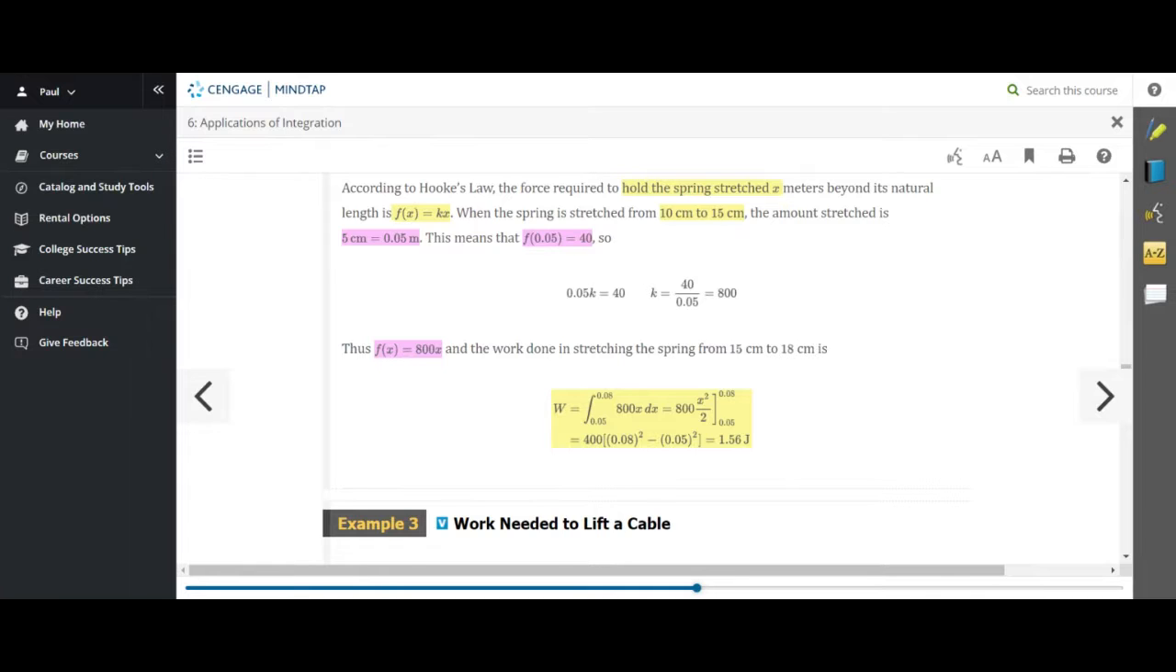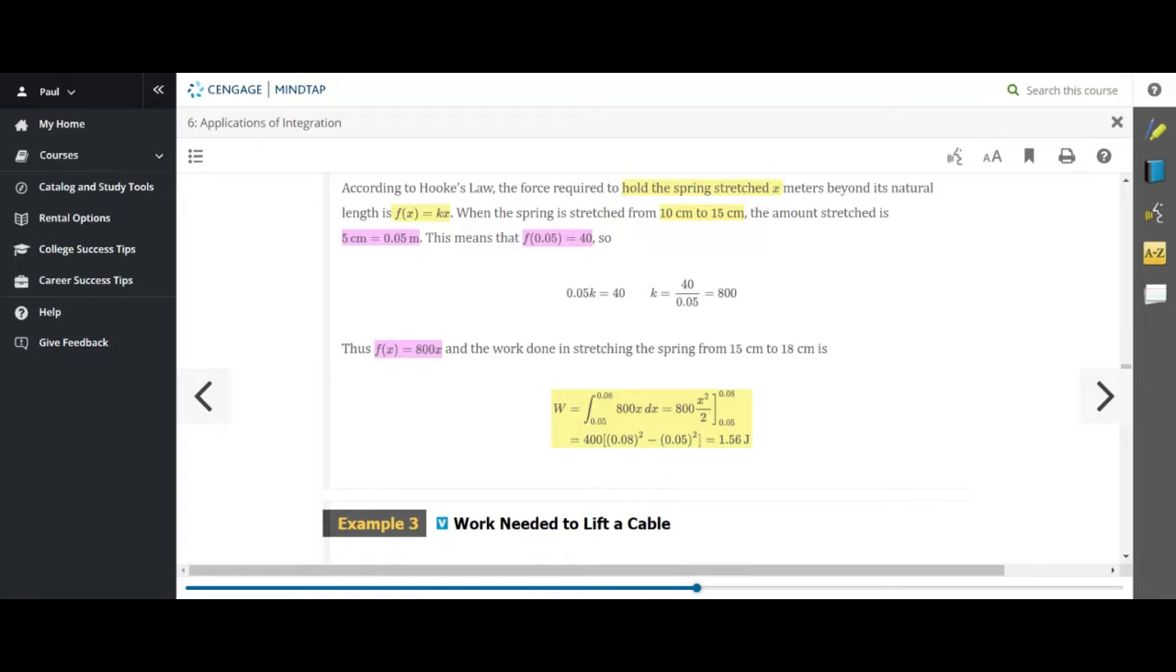So the spring starts off being stretched 5 centimeters beyond its natural length. That's 0.05 meters beyond its natural length.